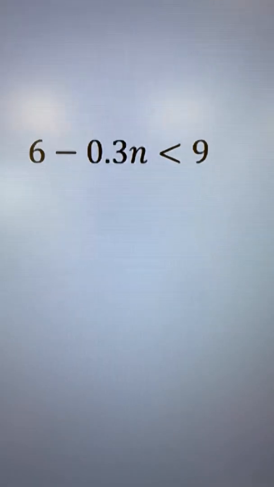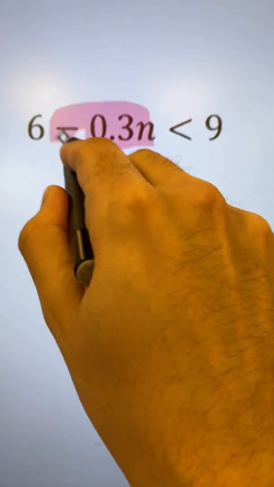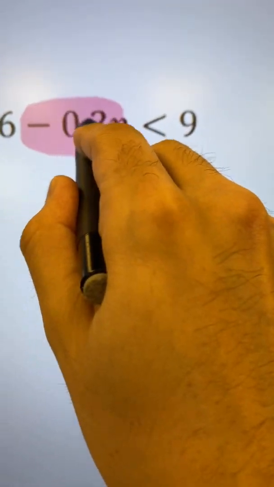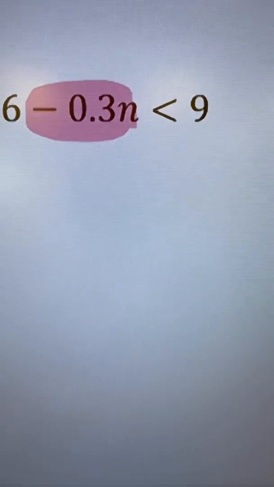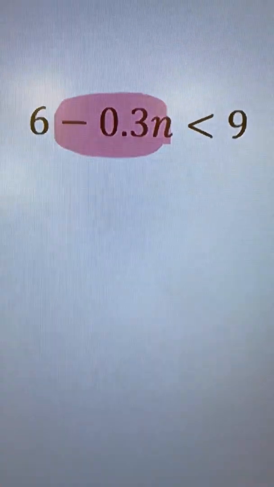In this example, notice that it's a decimal, but don't worry. Same idea as always. We're still going to try to solve for 1n. And right now I can see that this is negative 0.3n if I were to ignore that 6. And in order to solve for n, I'm going to have to cancel out this term here, the 6.